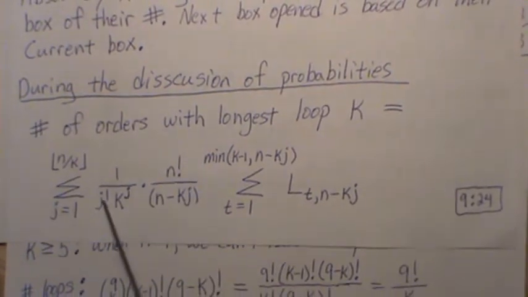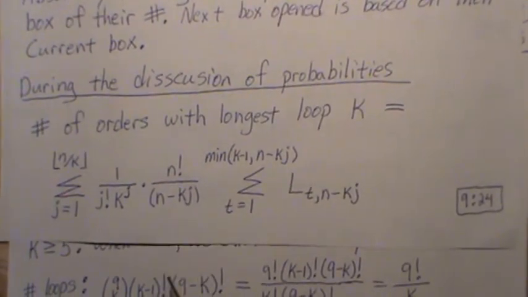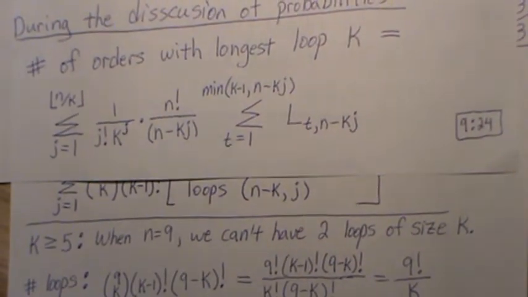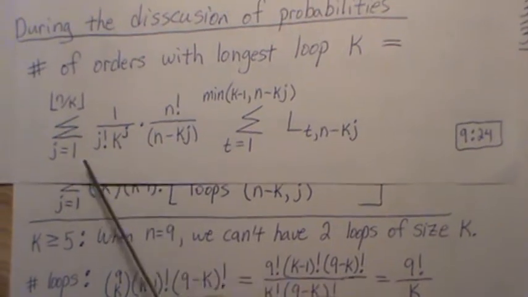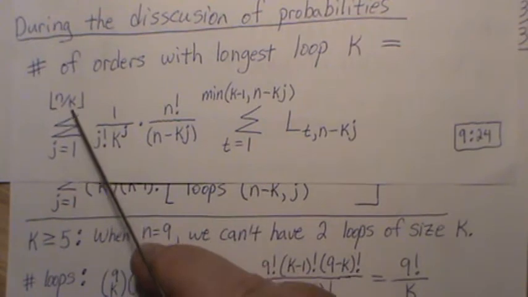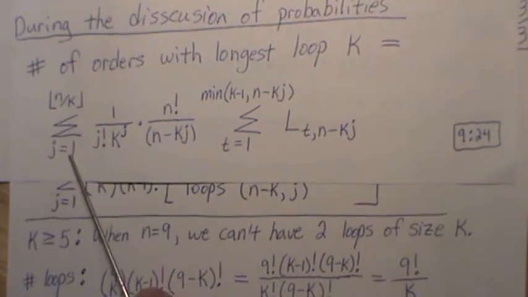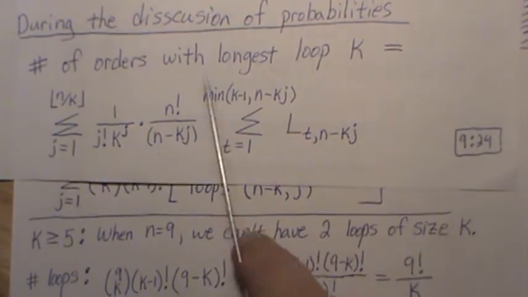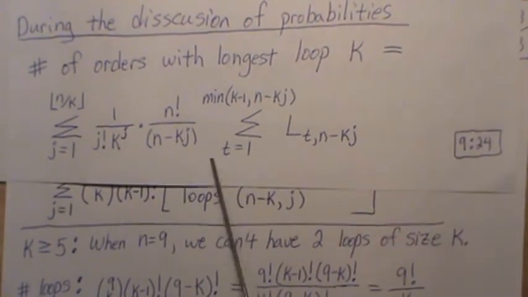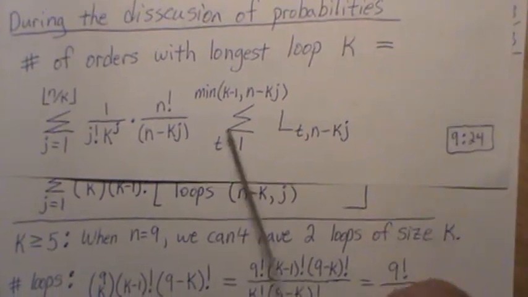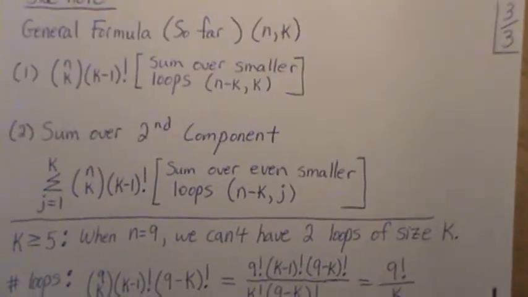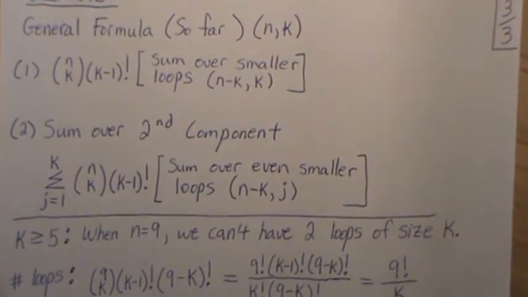And this first piece here sort of looks like this piece, but the k raised to the j power, I'm not sure how they get that. And then we're summing from 1 to the floor of n divided by k, so halfway up. And I don't know what we're doing there, because it says that the number of orders with longest loop k is equal to this number. Maybe if it's less than or equal to, then this is more correct. I just don't know. Okay, so that's my thoughts on the formula there.